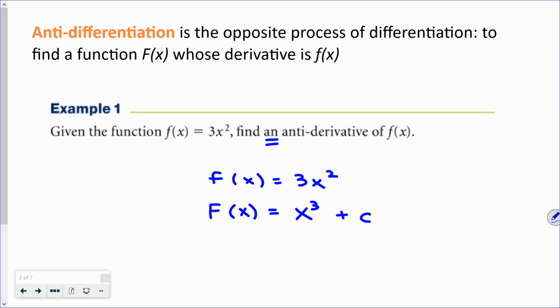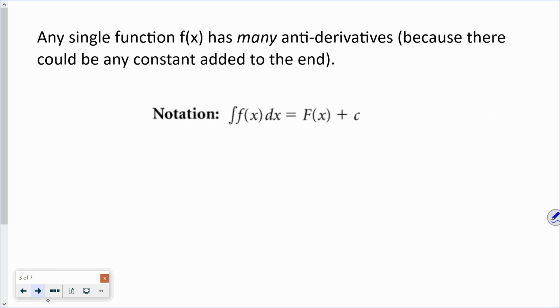Next slide is all about notation. And the idea of that plus c. So any single function has many antiderivatives because there could be any constant at the end. And the notation for antiderivatives, or taking an antiderivative, is this symbol. It's this tall, skinny s. F of x, lowercase f of x, this is the function that you're trying to find the antiderivative of. This dx we put here as like a period at the end of our sentence. Like we have to put that at the end of an integration symbol for now. You can think about it as like a closed parentheses.